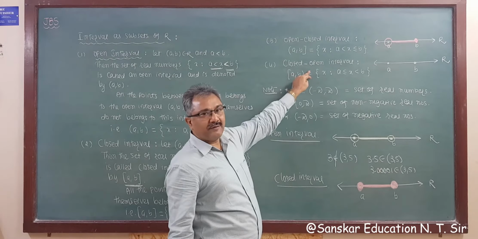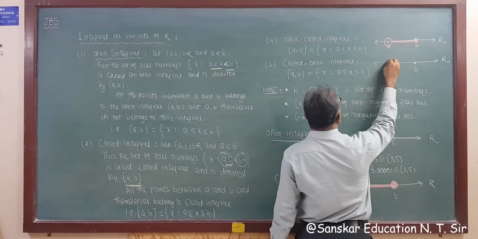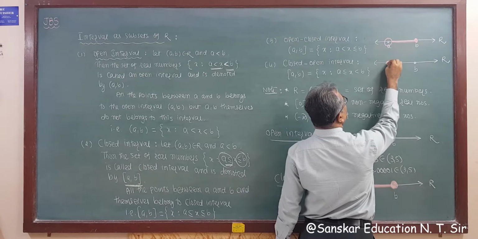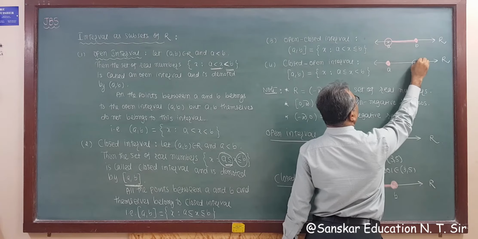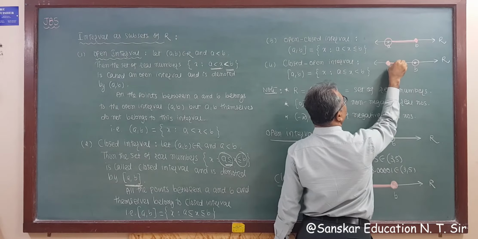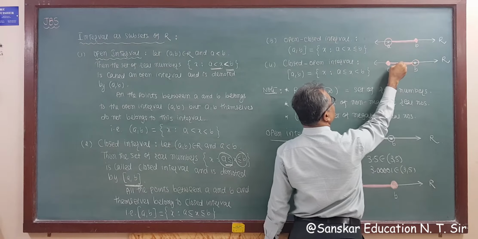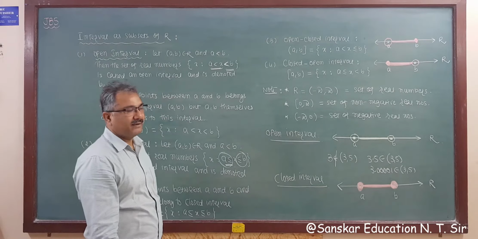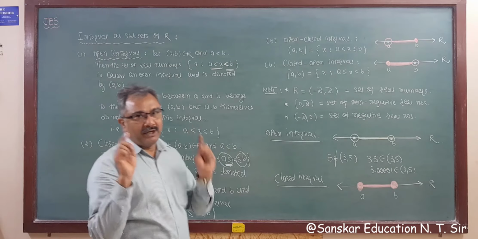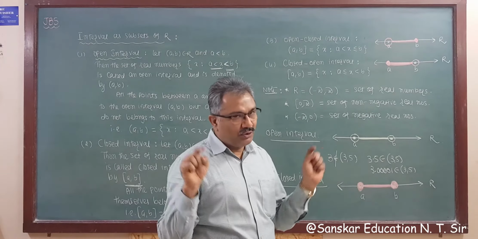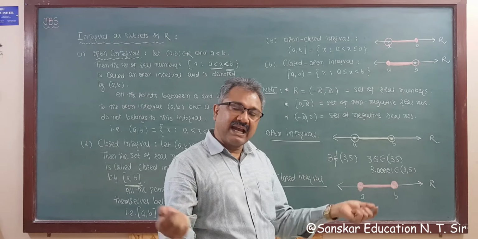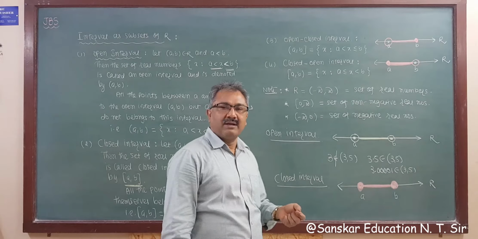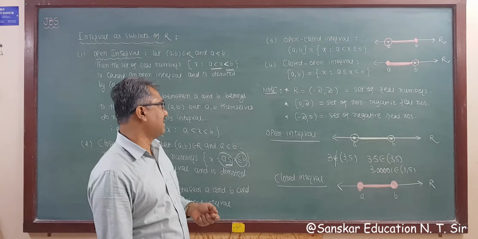And the closed-open interval means this: a is included, because closed means included, and b is not included. So this is the representation on the real number line, right? So remember, an open interval means end points are not included. A closed interval means the end points and the set of points between the two points a and b are included.